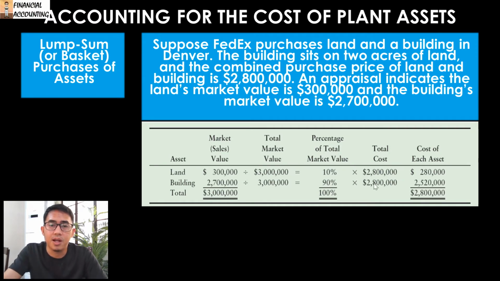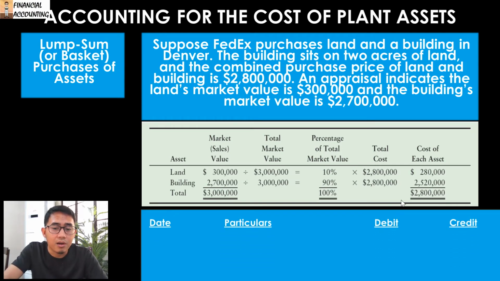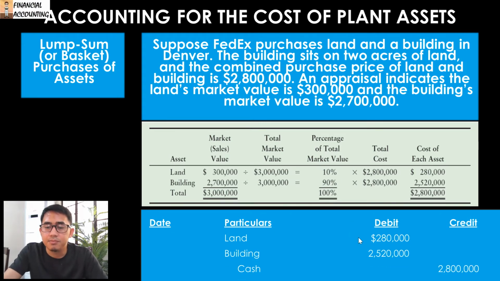Okay, so in this example, our basket price is 2.8 million. So 2.8 million times 10%, you get 280,000. 2.8 million times 90%, you get 2,520,000. All in all, it's 2.8 million. So our accounting entry to record the acquisition of land and building is as follows. You will debit land, $280,000. You will debit building, $2,520,000. And you will credit cash, 2.8 million.